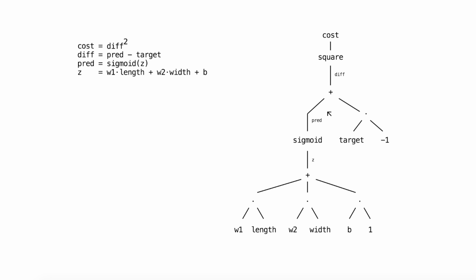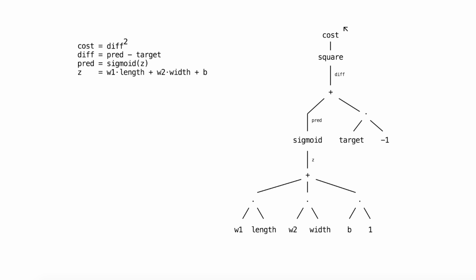Now we take the difference of the prediction and the target, you can see right here, and that's the same as the prediction plus minus 1 times the target. So again, I do it this way for when we take the partial derivative. It'll make things a bit easier. And we call the value at this plus diff. You can see that right here, diff. And then we square diff right here, squaring it, and we call that value cost.